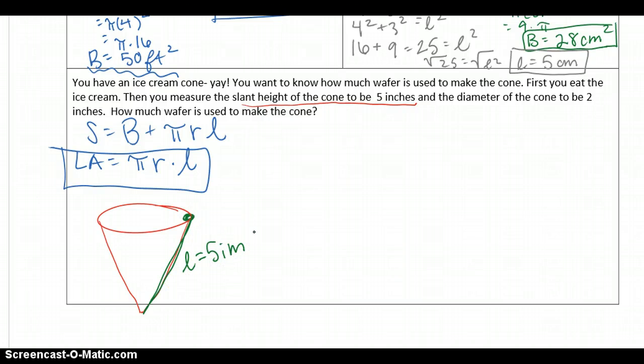Alright, Jason, what other piece of information does it give us? The diameter is 2 inches. So if the whole diameter is 2 inches, how do I find my radius? Cut it in half. So our radius is just going to be 1 inch.